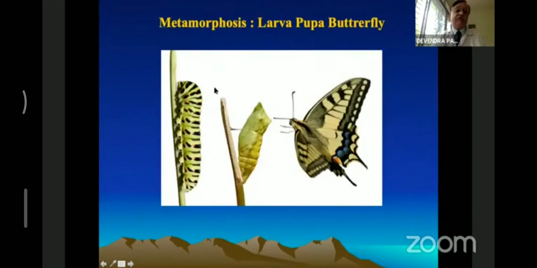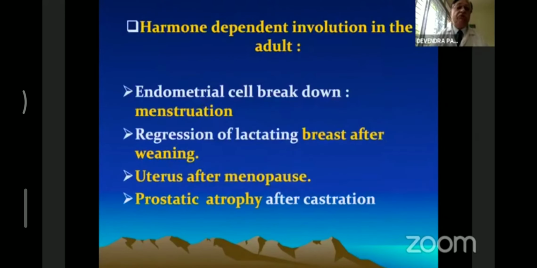This is what is the metamorphosis. See this part out here, this is dead out here. This is because of apoptosis. Finally, certain cells are added, certain cells are dead, and the shape changes and metamorphosis occurs to the butterfly.